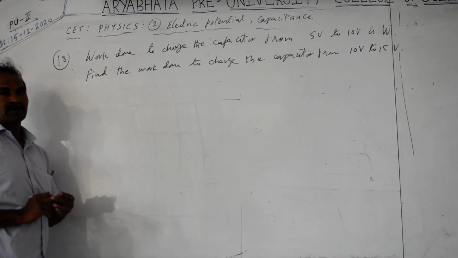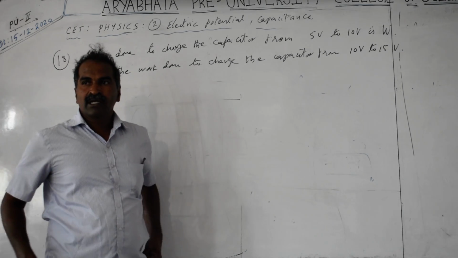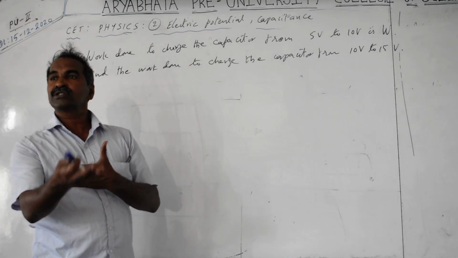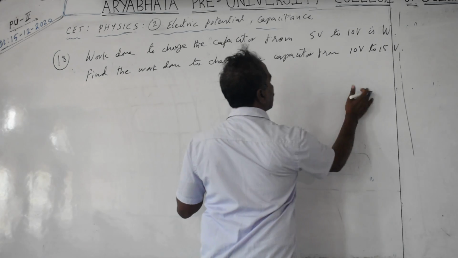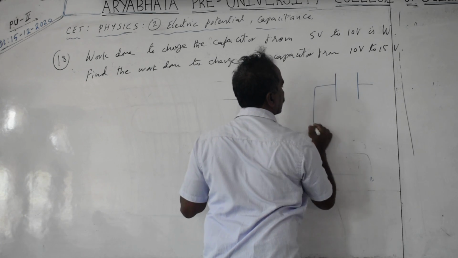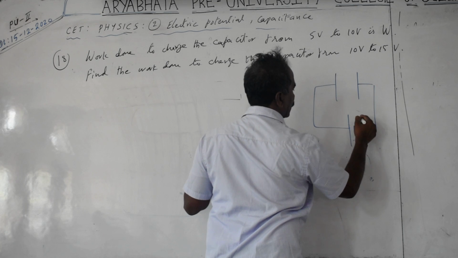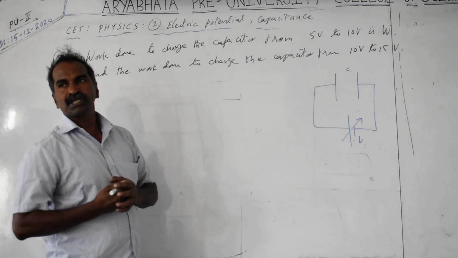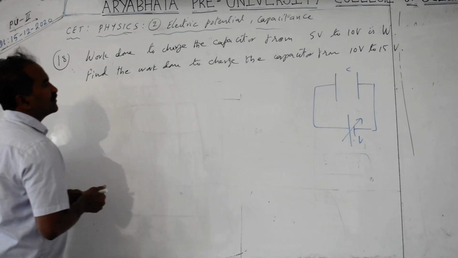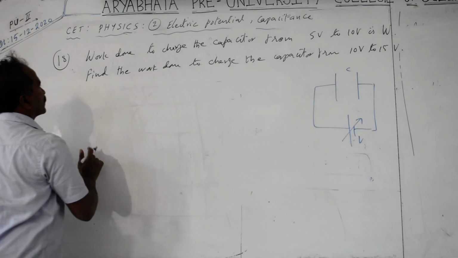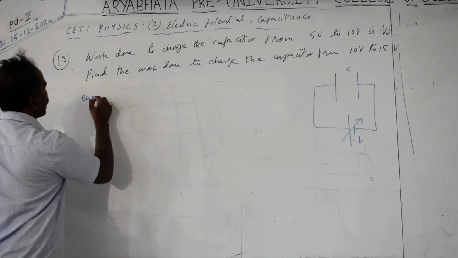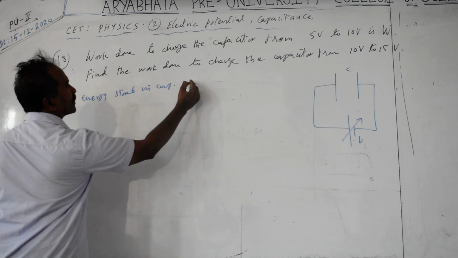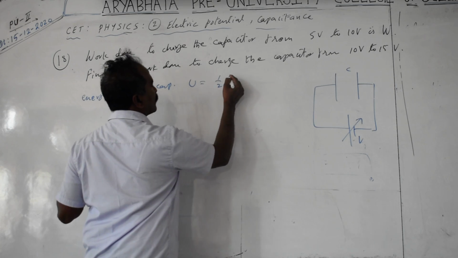What is stored is the energy only. What is the formula for the energy of the capacitor? Half CV square. But now you are changing the voltage of the battery, so the energy also changes. So you are taking the capacitor connected to the battery, and the battery has variable voltage. This is C. So the energy stored in the capacitor is equal to half CV square.